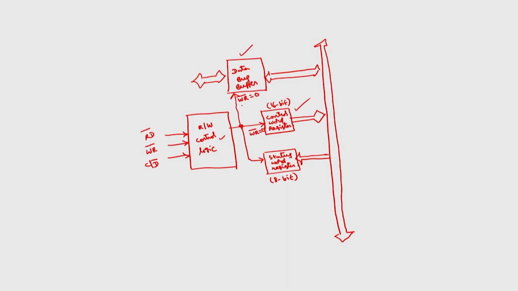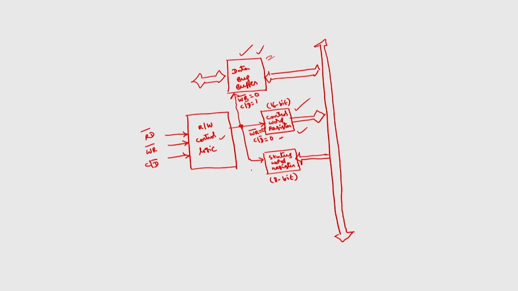So, if this is data, C by D bar is equal to 1 and write bar is equal to 0, it means the data buffer will be selected. If C by D bar is 0 and write bar is equal to 0, the control word register will be selected. Is it clear now? So, C by D bar is going to decide whether the control word register or the data bus buffer is selected, even if write bar is equal to 0.